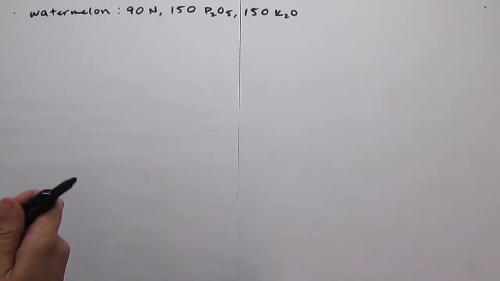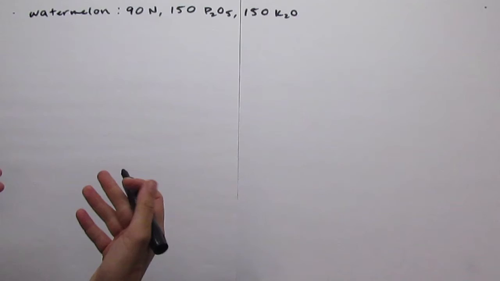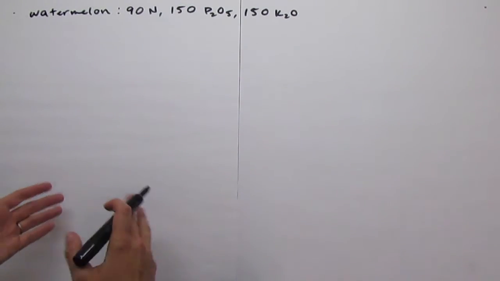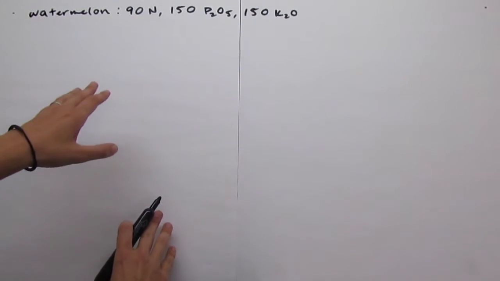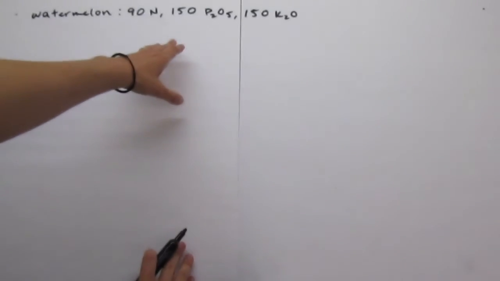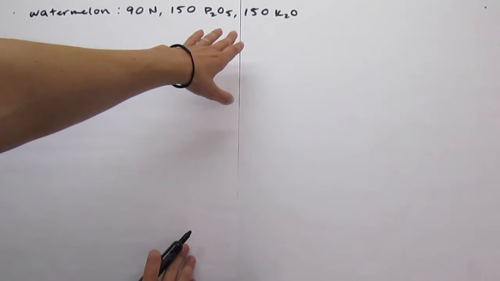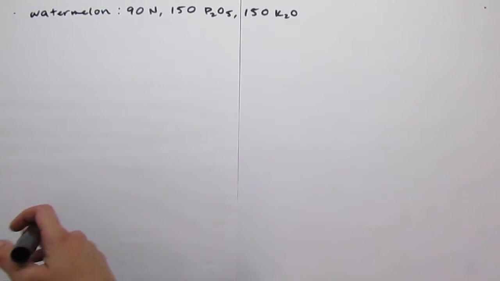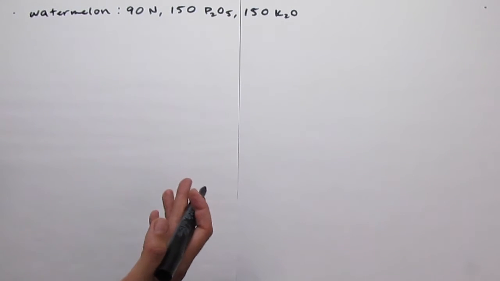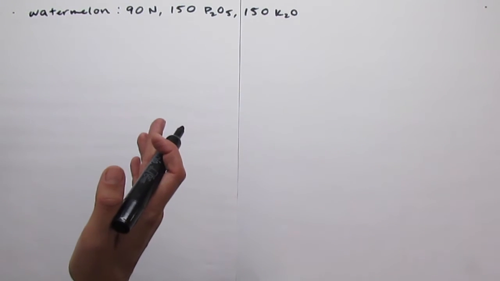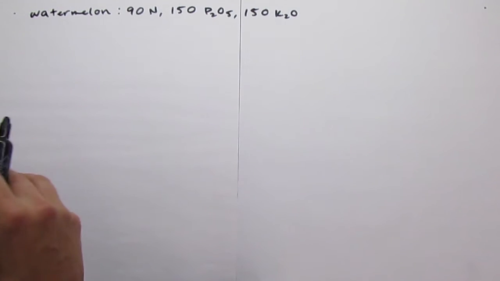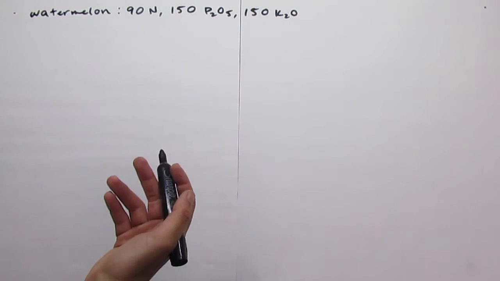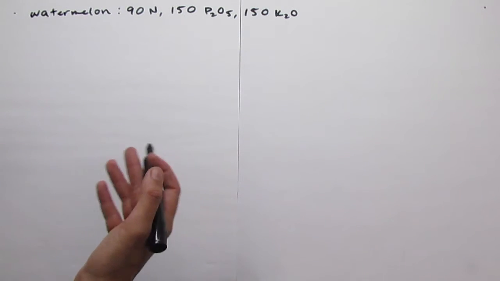But to get us started on our example here, we're going to say that we have an acre of watermelon that we're trying to fertilize. Soil test results came back and said that we needed 90 pounds per acre of nitrogen, 150 pounds per acre of P2O5, and 150 pounds per acre of K2O. Easy enough, right? Except you can't just go to the store and find a fertilizer with an analysis like 9-15-15. So we have to figure out a way to work with what we got.